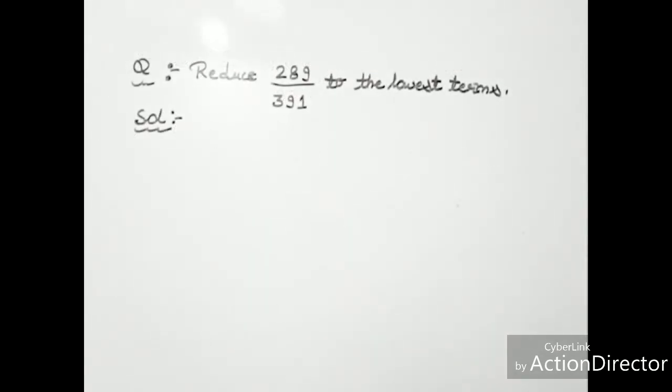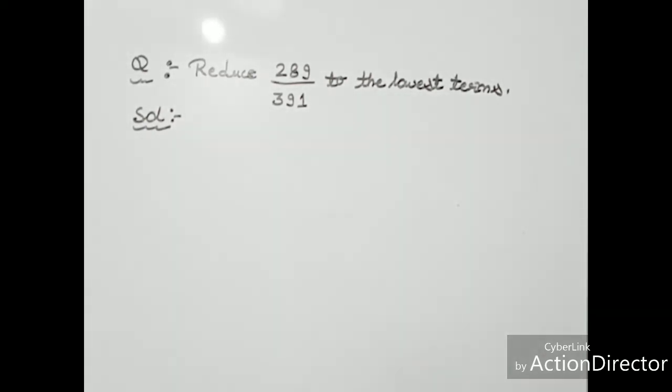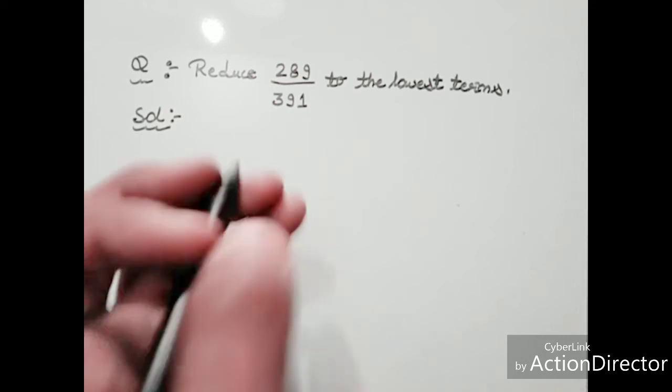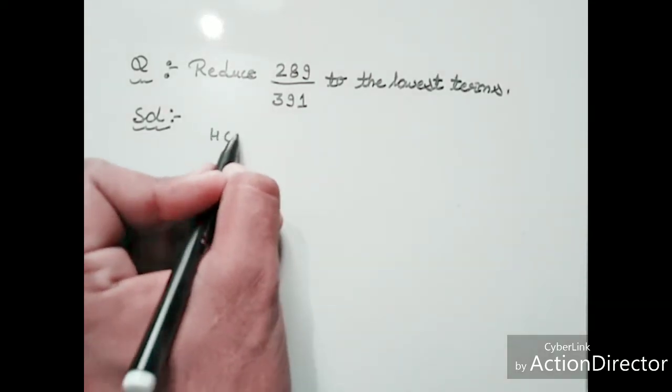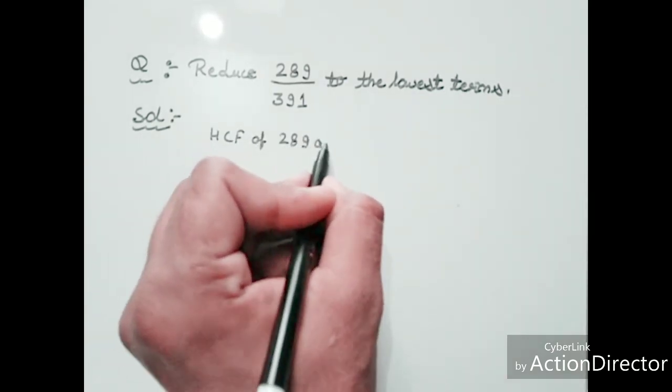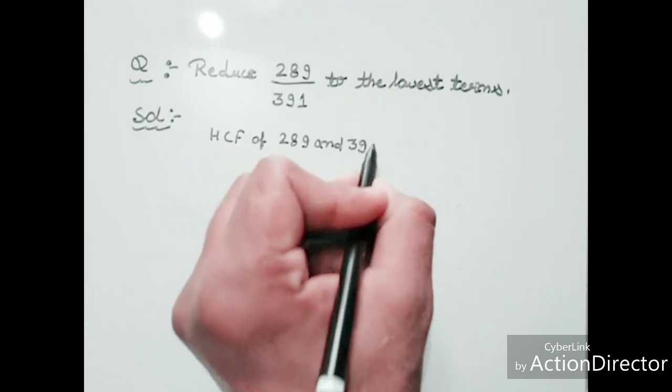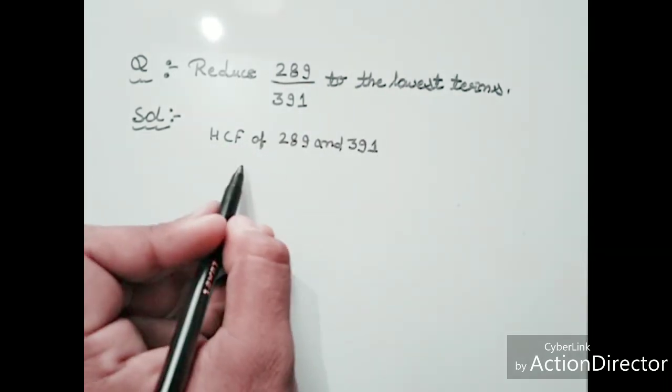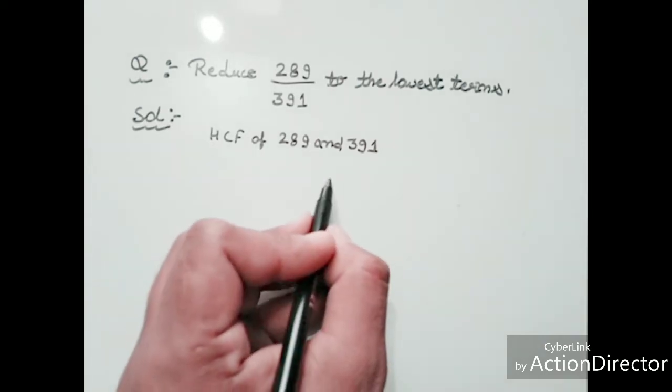Reduce 289 and 391 to the lowest term. We take the HCF of these both numbers, and after that we divide these both numbers by the HCF. So it reduces easily as compared to reducing by dividing by 1 by 1. So first we find the HCF of these numbers. So we use the Euclid algorithm to find the HCF of these both numbers.